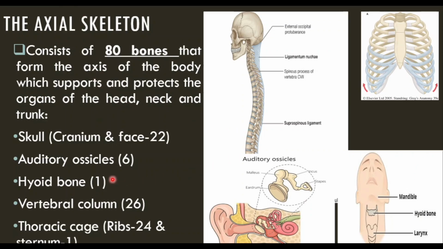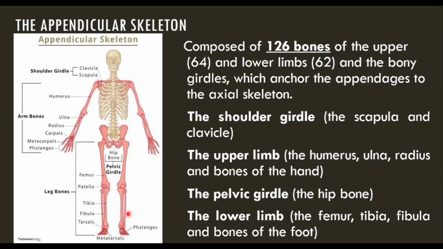I said this is the simplest system in the body, but remember that we have 80 bones in the axial skeleton: 22 in the skull, 6 auditory ossicles, 1 hyoid, and 26 in the vertebral column. There are things that are important to know about the vertebral column, but I will leave you with that. There are different types, like the lumbar vertebra and the thoracic vertebra. Now we'll go to the appendicular skeleton.